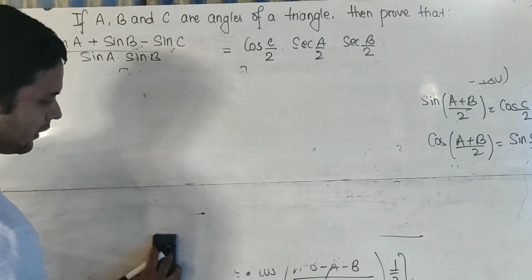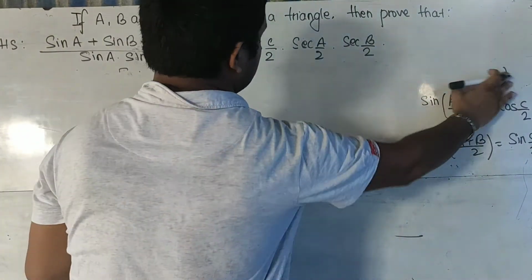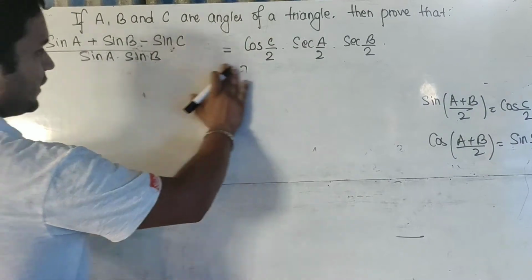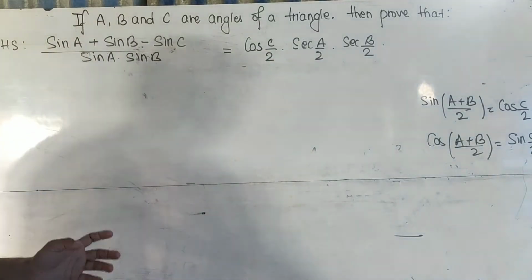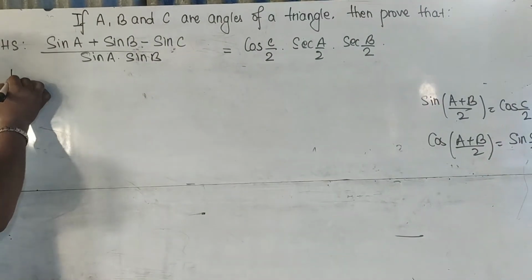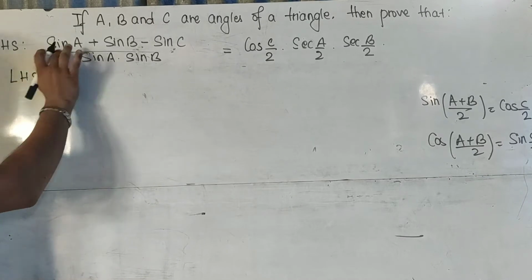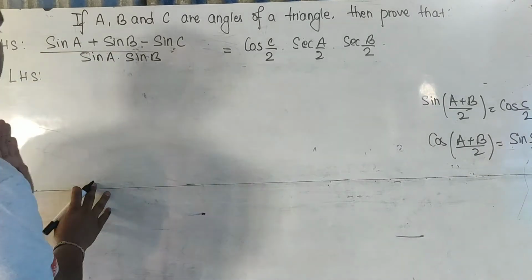The step up to getting this is what we have over here. You have to get this as we had done earlier. Now you have to start the problem from the left hand side. From the left hand side you have sin A plus sin B, so you can use the formula of sin C plus sin D.